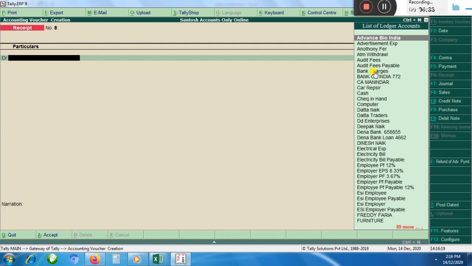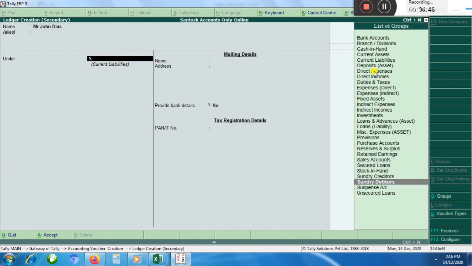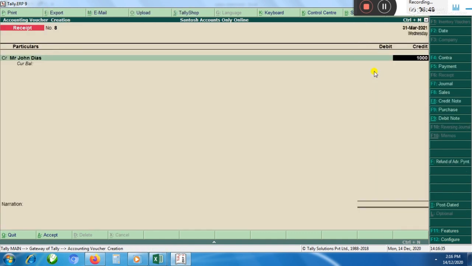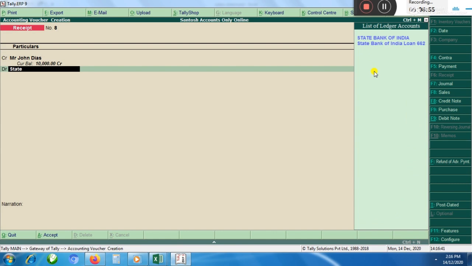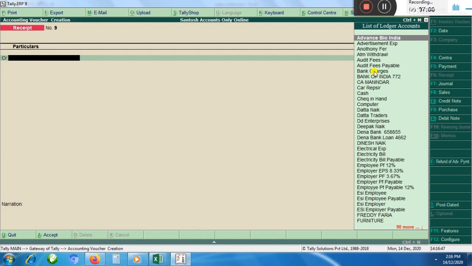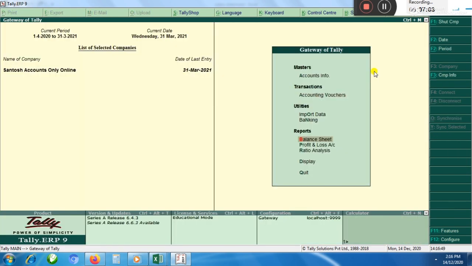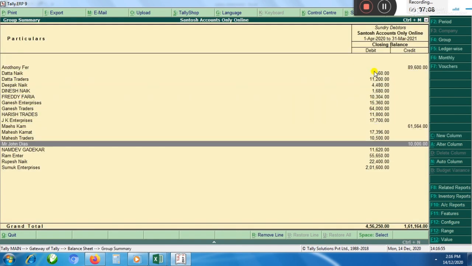Whenever you are receiving the advance from the party, you create a debtor here. Suppose I received advance from Mr. John Dice, as this is a sundry debtor. Say about 10,000 I received in advance from Mr. John Dice, and debit what? State Bank of India, our bank account. At that time, if I see the balance sheet, on the debtor side John Dice will show on the credit side because I have received in advance.